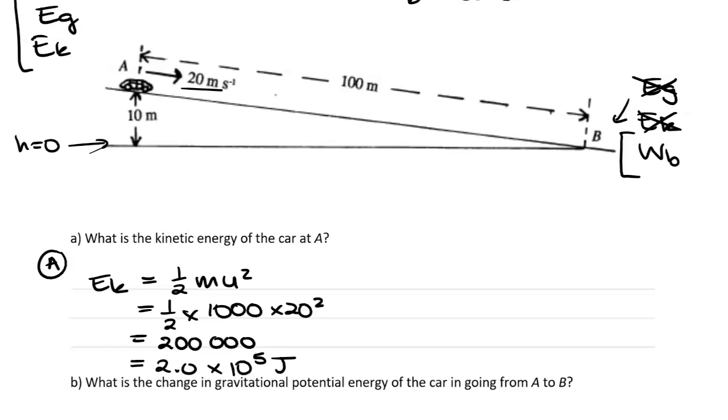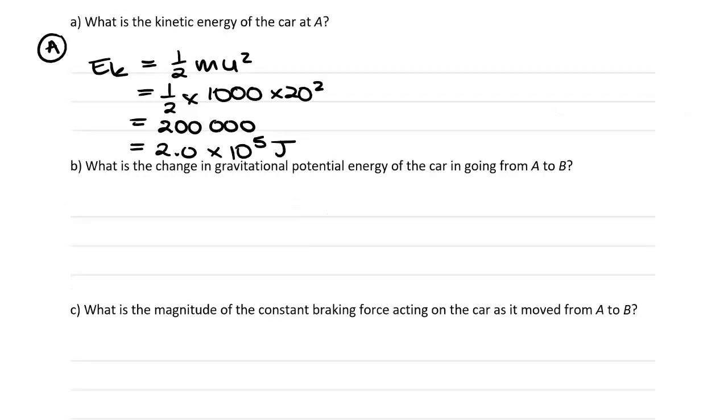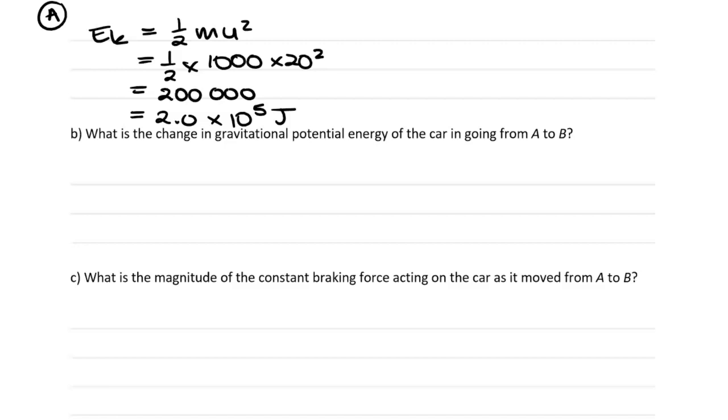That's not the total energy here. The question doesn't ask for it, but if we wanted to find the total energy, we'd also need to find the gravitational potential energy at this point. Oh, interesting. The next question is prompting us to do that. It is saying, what is the change in gravitational potential energy of the car going from A to B?